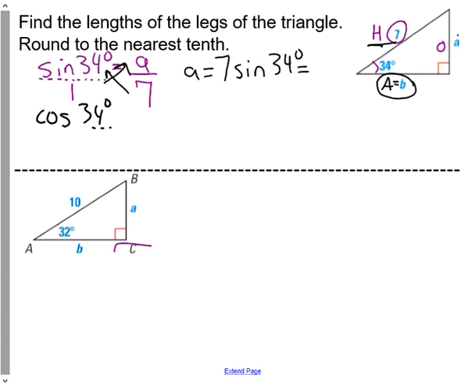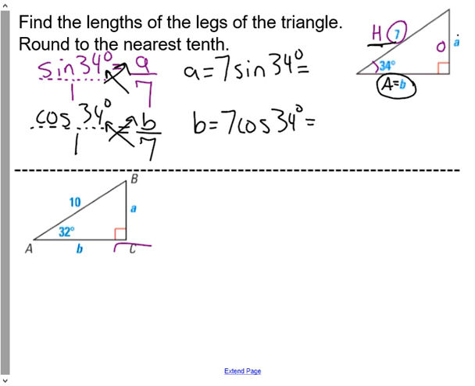And again, we already know it's going to be over 1, so we'll write that over 1 equals, in this case, b over 7. It looks very similar to the last one, but the difference is cosine. Cosine will get us a different value. Cross multiply, we have b equals 7 cosine of 34.